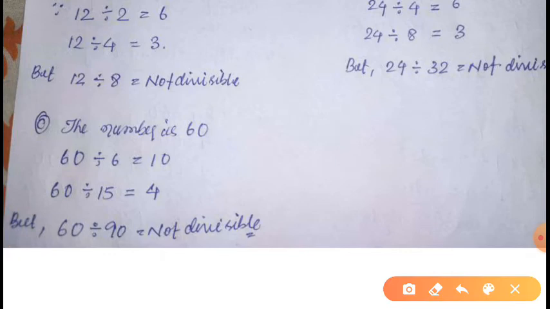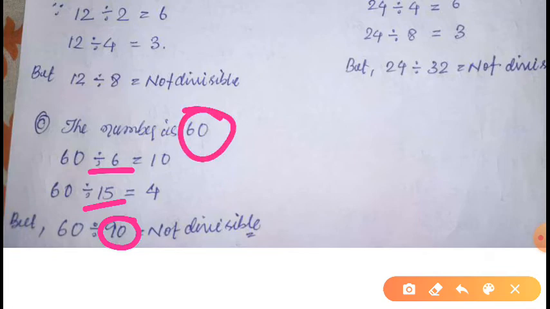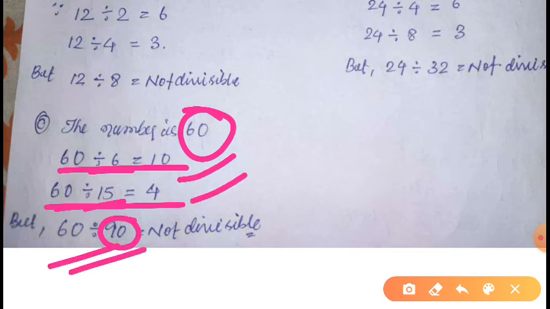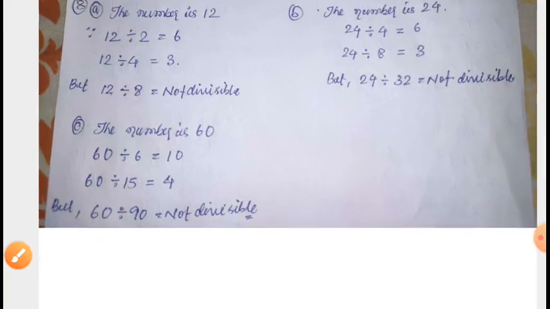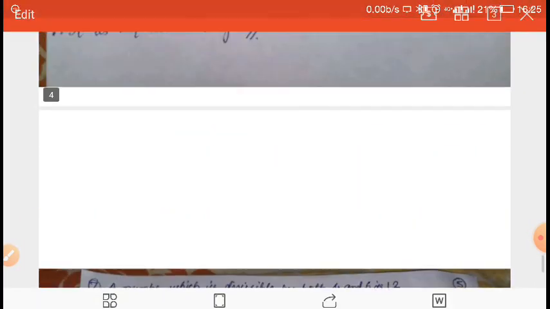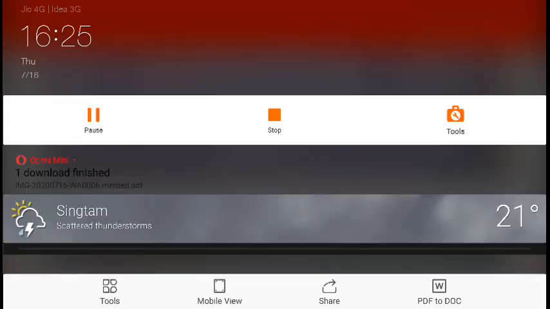Now the last question for today: divisible by both 6 and 15, but not divisible by 90. So what is the number? The number is 60. You can see 60 is divisible by 6, and 60 is divisible by 15 also, but it is not divisible by 90. So this was all about exercise 4.7. In the next class we will see exercise 4.8. Thank you.